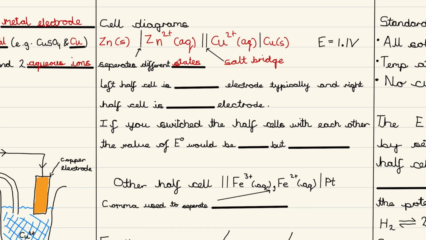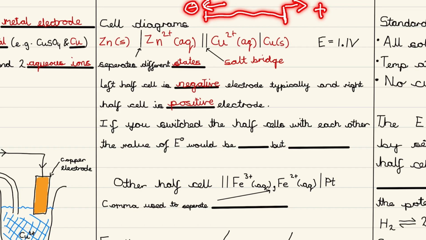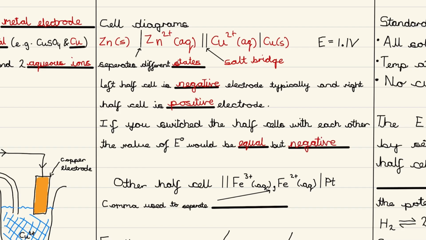Okay, so the left half cell is the negative electrode and the right half cell is the positive electrode. And I think of this as a bit of a number line. If we have a number line here, the right hand side is positive and the left hand side is negative. So it's kind of similar to that. If you switch the half cells with each other, the value of the electrode potential would be equal but negative, and a comma is used to separate the same state.